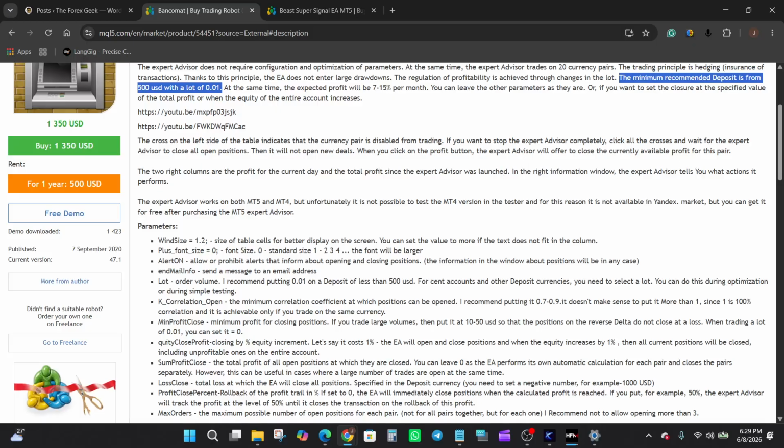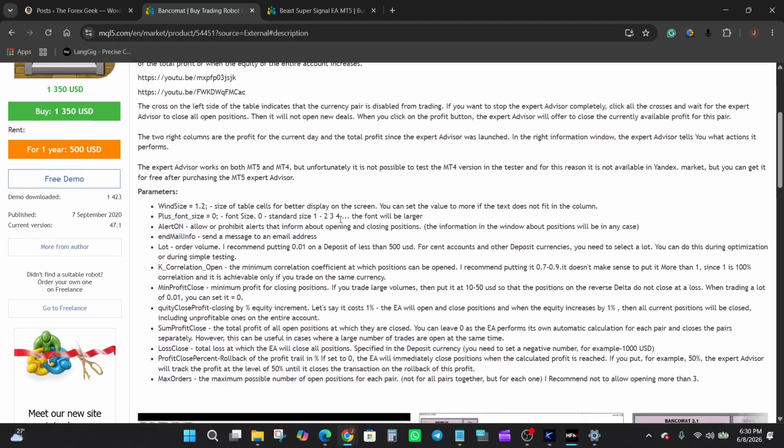Now, looking at the inputs, there are several account level management features. For example, traders can define a total profit target across open positions, close all positions when account equity increases by a specified percentage, or set a maximum loss threshold where all trades will be closed. There is also a parameter for controlling the maximum number of open positions per pair, with the developer recommending no more than 3.